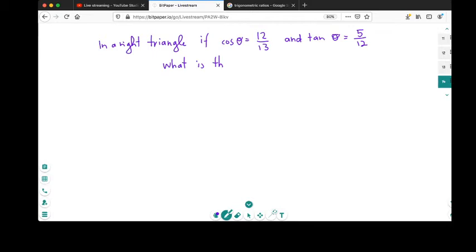So let's say we were given a question like: in a right triangle, if cos of theta is equal to 12 over 13 and tan of theta is equal to 5 over 12, what is the value of sine of theta? It's an S. And this is a really common question that I've seen on a lot of tests, so it's really good that you guys have an understanding of what the heck this is asking.